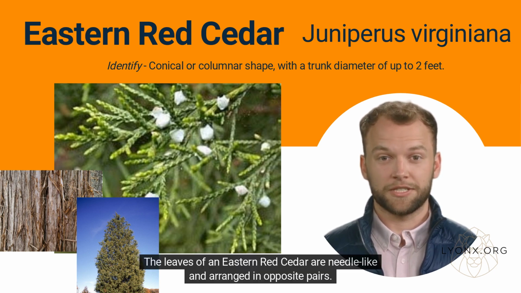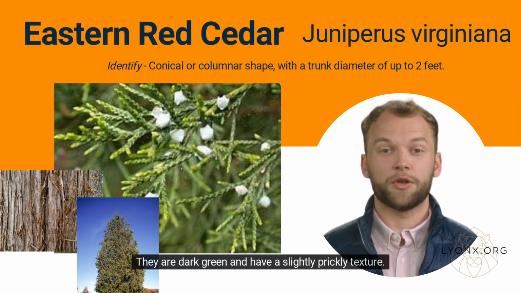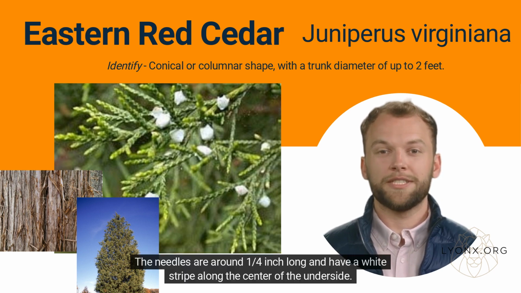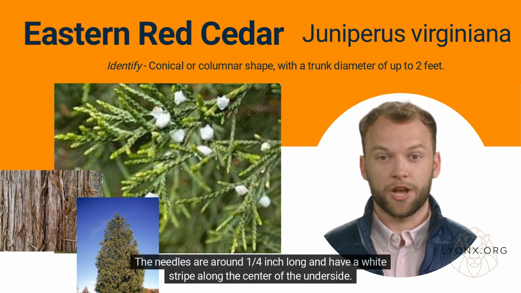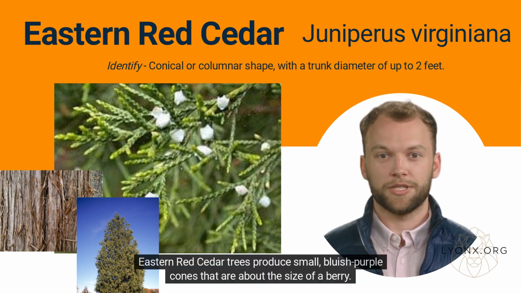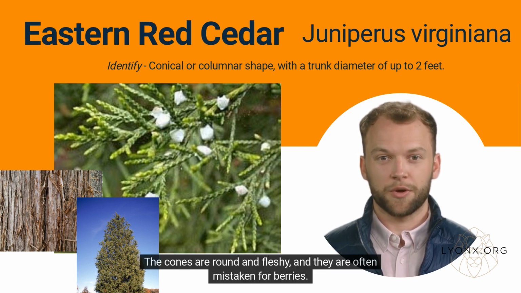The leaves of an Eastern red cedar are needle-like and arranged in opposite pairs. They are dark green and have a slightly prickly texture. The needles are around 1/4 inch long and have a white stripe along the center of the underside. Eastern red cedar trees produce small, bluish-purple cones that are about the size of a berry. The cones are round and fleshy, and they are often mistaken for berries.